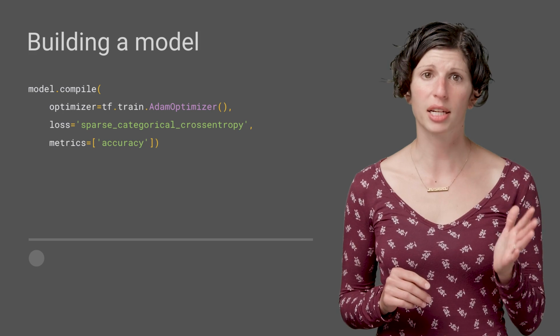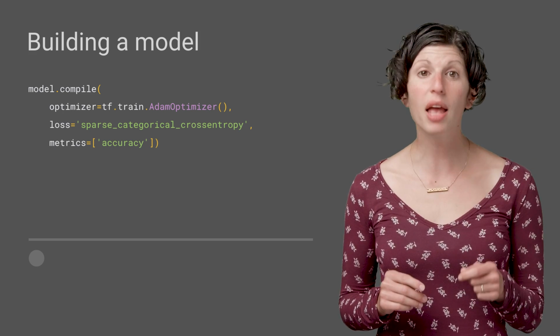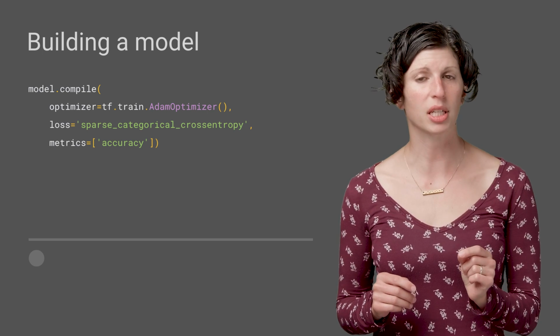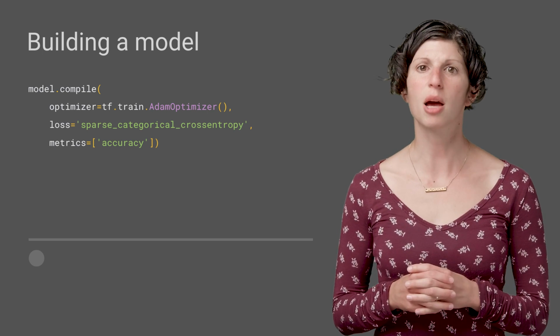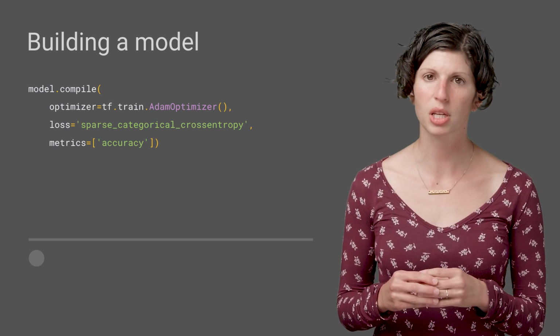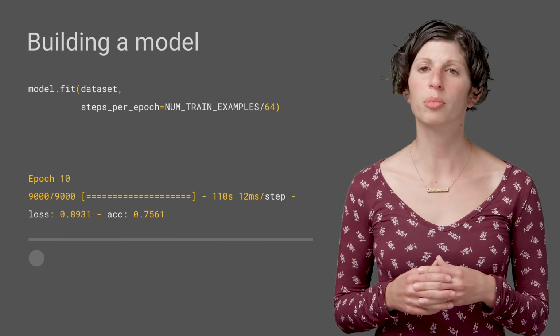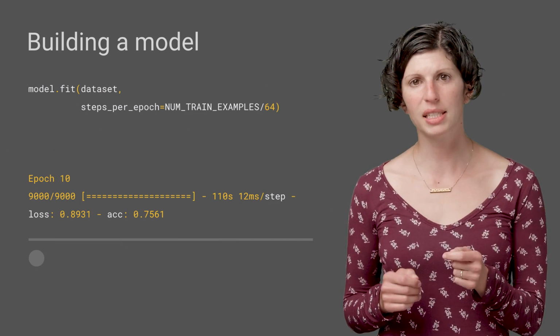Once we have the layer architecture established, we can compile the model, which adds the optimizer, loss, and metrics we are interested in. TensorFlow provides a number of optimizers and loss choices, which we could explore if we wanted to. And finally, the rubber meets the road. We pass our dataset into our model, and we train.